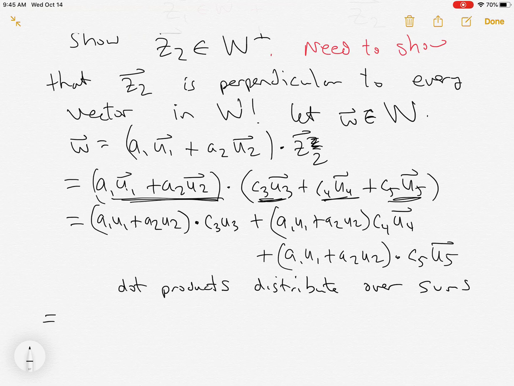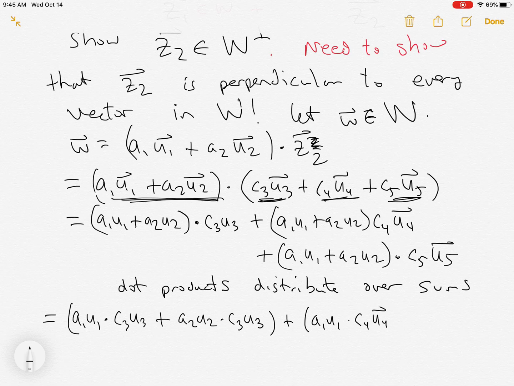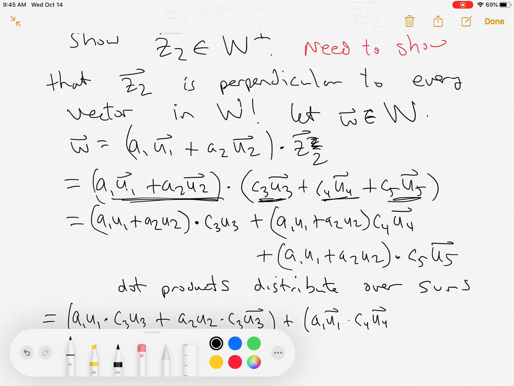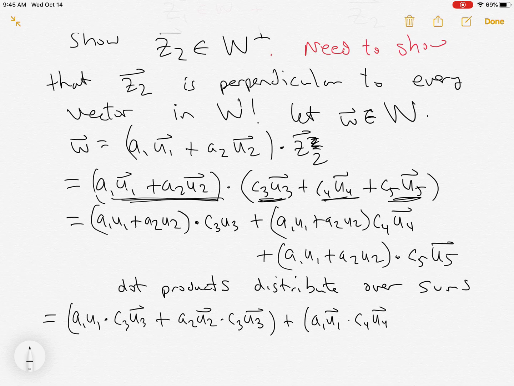Now we distribute again. So we have A1, U1 dotted with C3, U3, plus A2, U2 dotted with C3, U3, plus A1, U1 dotted with C4, U4. I keep wanting to write these as not vectors, but they are. They're all vectors.